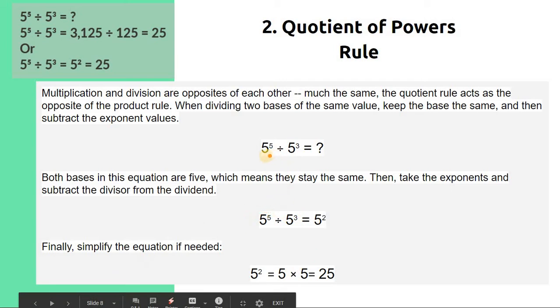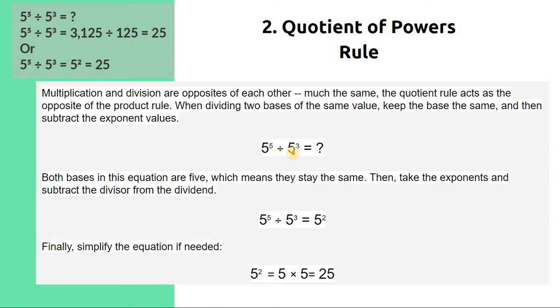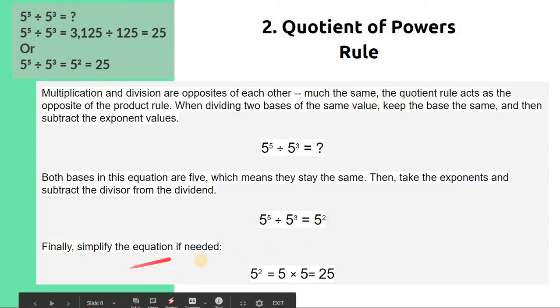So, you retain the base. 5 raised to the power of 5 divided by 5 raised to the power of 3 is equal to, you retain the base here, and then take the exponents and subtract the divisor from the dividend. So 5 minus 3, you would have 2. So 5 raised to the power of 2. And then you simplify the equation. 5 times 5 is equal to 25.